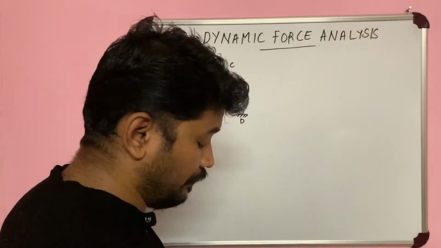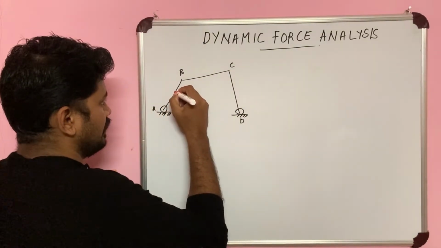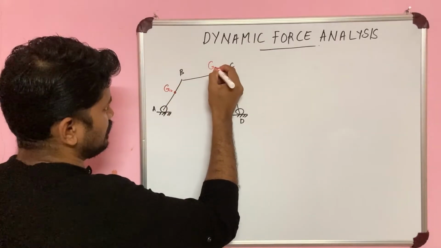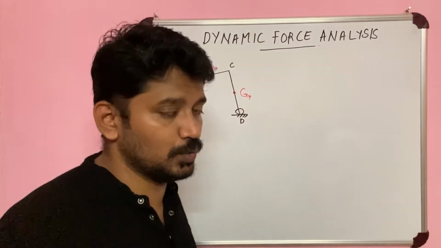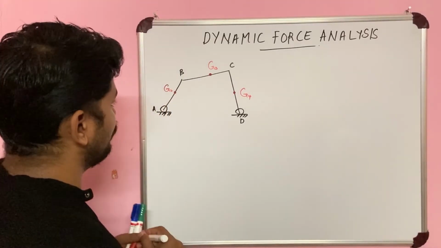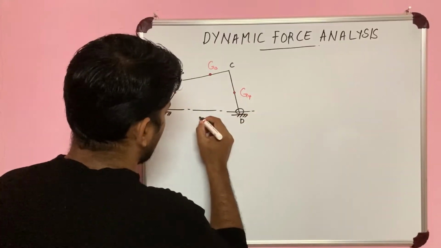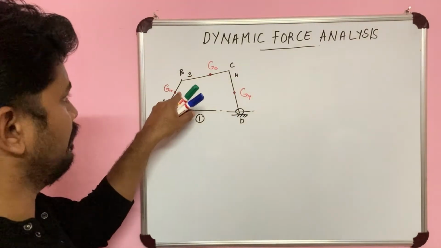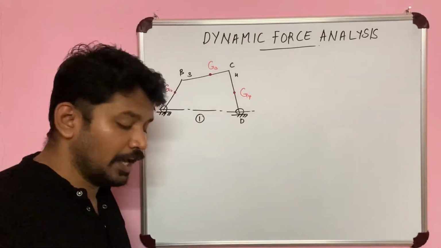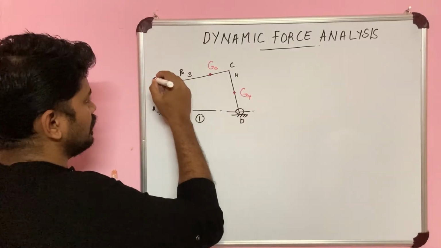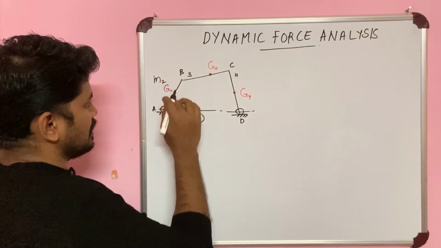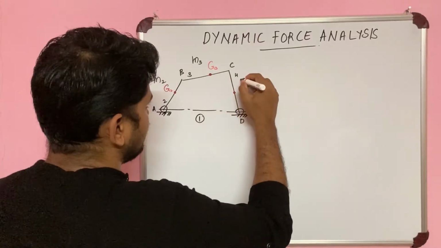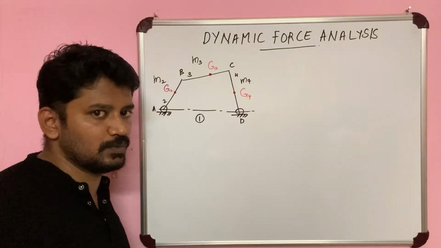Now here, what is different from the earlier problems that we have is, you will be given the center of gravity, that is G2, G3 and G4, for the second, third and fourth link respectively. This is my first link, this is second link, third link and fourth link. So I am naming G2, G3 and G4, the centers of gravity. Along with that, you will also be given the masses: M2 of this link, M3, the mass of the connecting rod, and similarly the mass of the fourth link. So all these masses will be required.